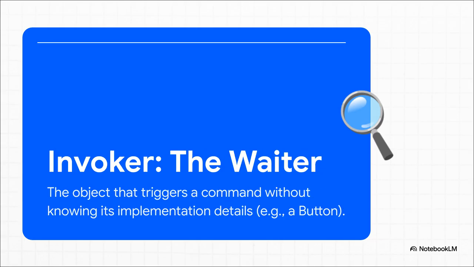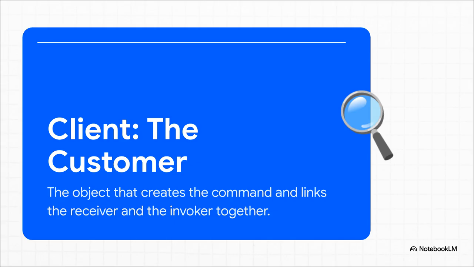And who tells the receiver what to do? That's the invoker, our waiter. Now this could be a button, a menu item, a keyboard shortcut, whatever. The key thing is the invoker has no idea how to copy text. It only knows that it's holding a command object, and its only job is to yell execute when it gets triggered. And finally, the client puts it all together. The client is like our customer. It's the part of your application that does the initial setup. It creates the copy command object, tells it that the text editor is the receiver, and then it hands that whole command over to the button, which is our invoker.